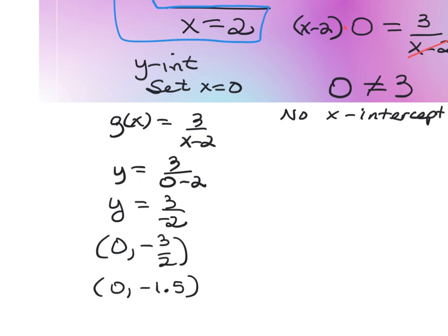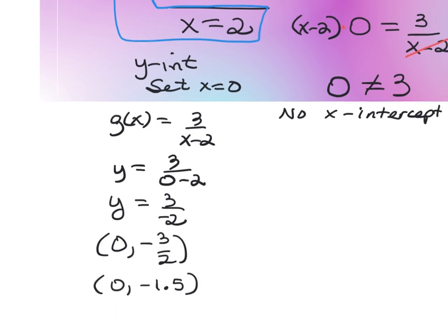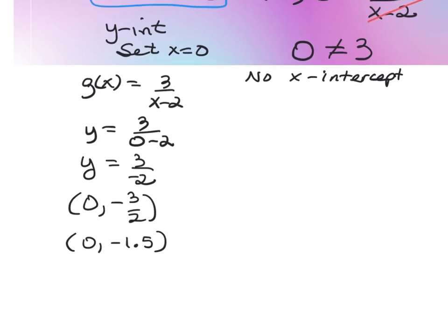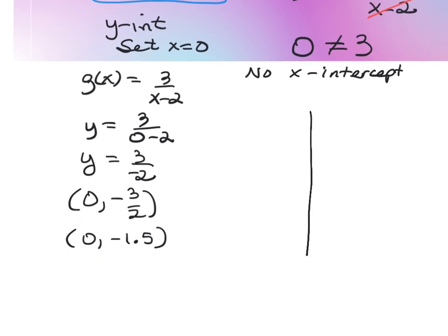So now I'm going to take this information, my x-intercepts, my y-intercepts, my vertical asymptote, and my horizontal, and I'm going to put this information on the graph. Then I'm going to do a table of values to find the additional ordered pairs. So let me go ahead and make a coordinate plane here. I'm going to draw my y-axis, my x-axis. Add in some markings here for numbers.